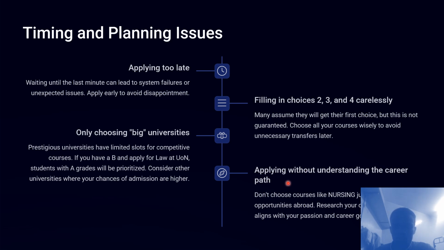Then most people apply without understanding the career path. Before applying for any course, just ask for guidance, do research. Nowadays we have the internet, we have social media, you can search. We have AI, which you can use to search about a certain course, and you'll have full information about that course. So stop rushing, take your time, and apply for the course that you intended to do in the end.